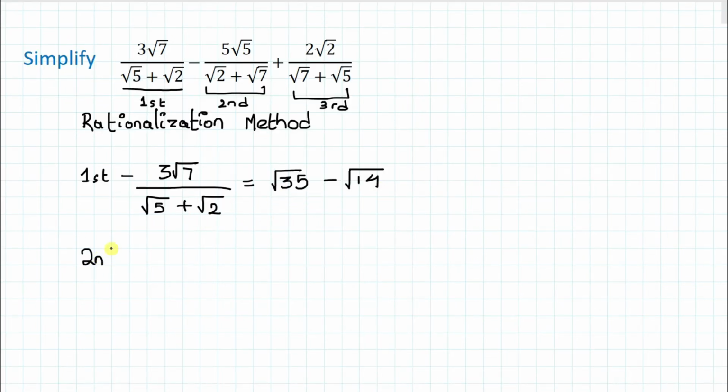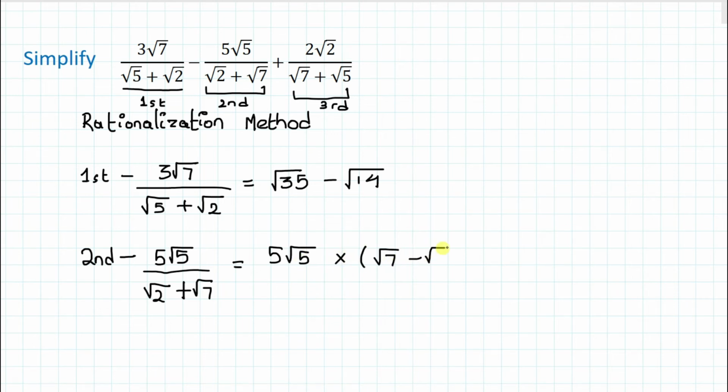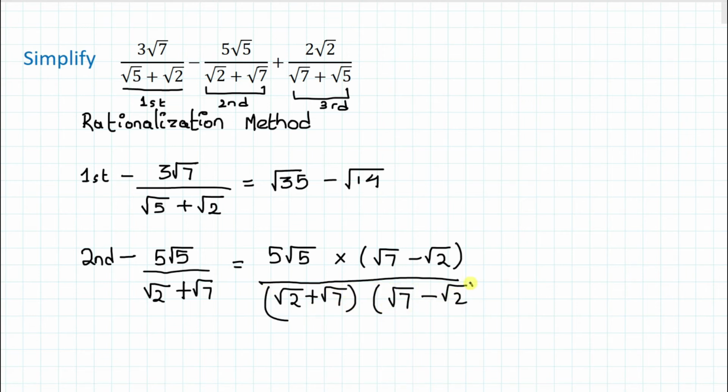Next step, let's similarly rationalize the second term. The second term is 5 root 5 divided by root 2 plus root 7. Similarly, in the rationalization method, you have to multiply by root 7 minus root 2 divided by root 7 minus root 2, so the denominator is root 2 plus root 7 multiplied with root 7 minus root 2.